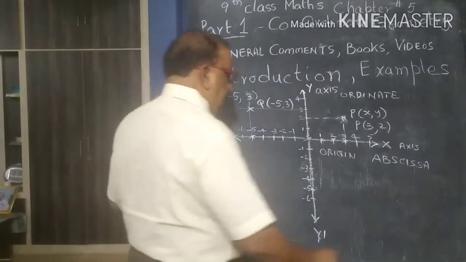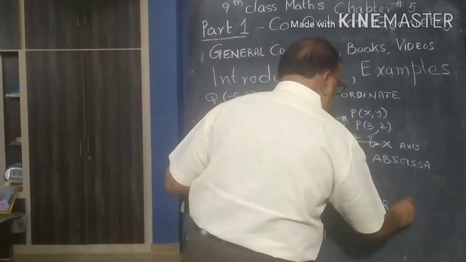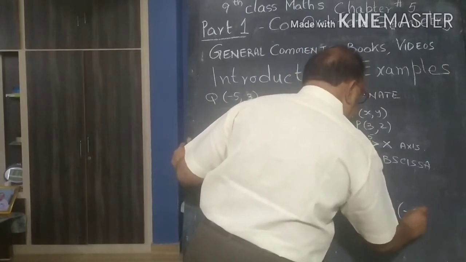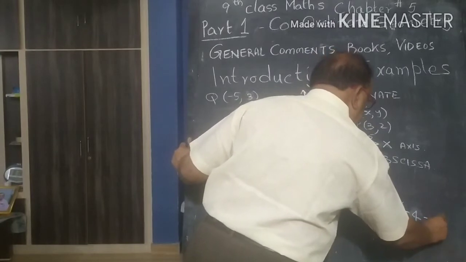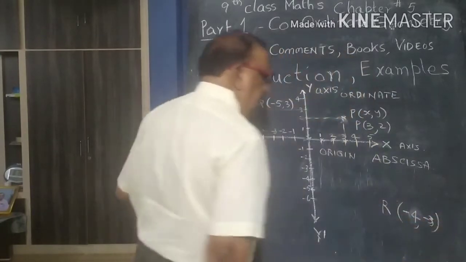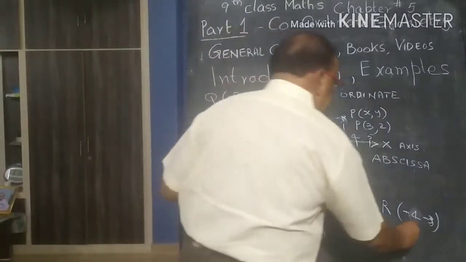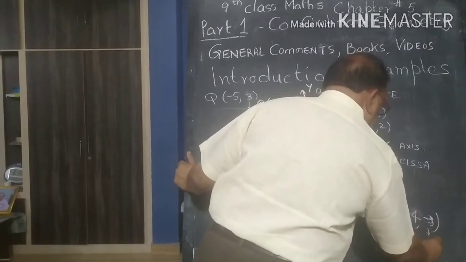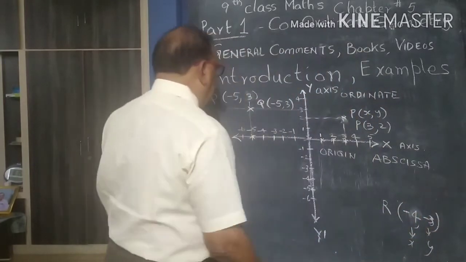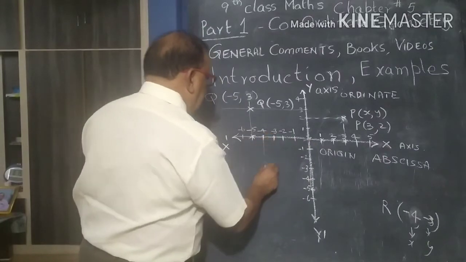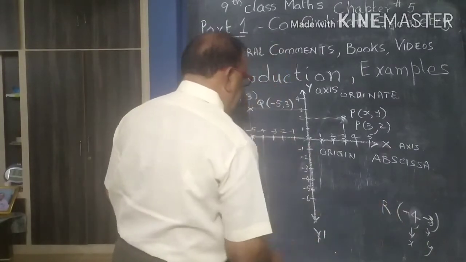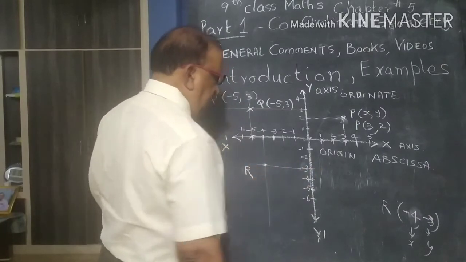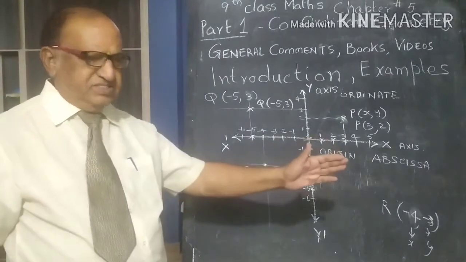Suppose you have another letter, R. R is, let's say, (-4, -3). This is the x-coordinate, the abscissa, and this is the y-coordinate, called the ordinate. Minus 4, this is minus 4. You draw a line like that, and then the y-coordinate is minus 3, this one. So this point is R. You see that? So (-4, -3) is here.